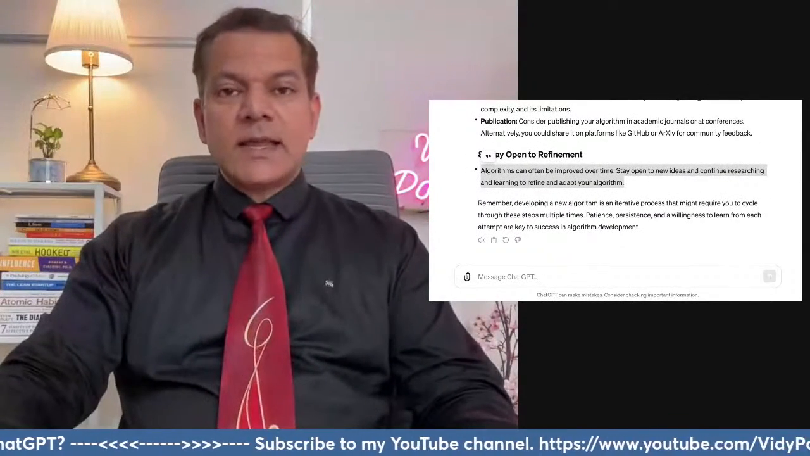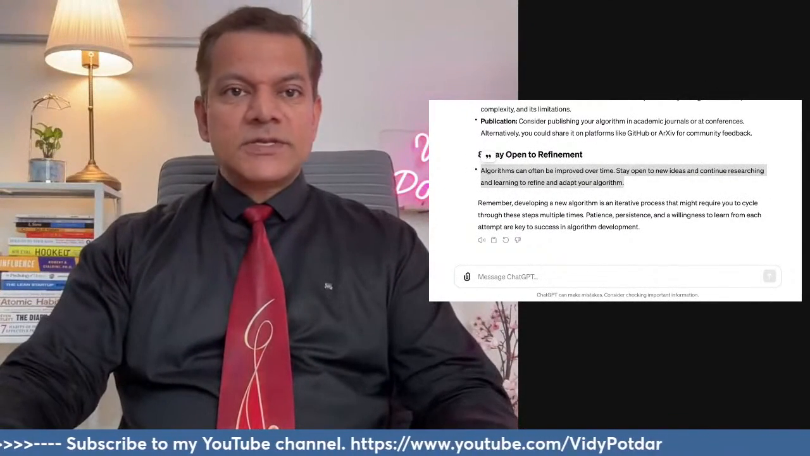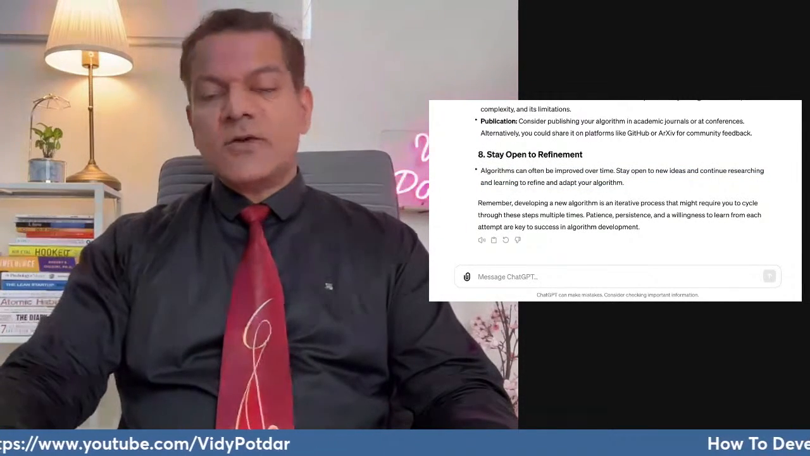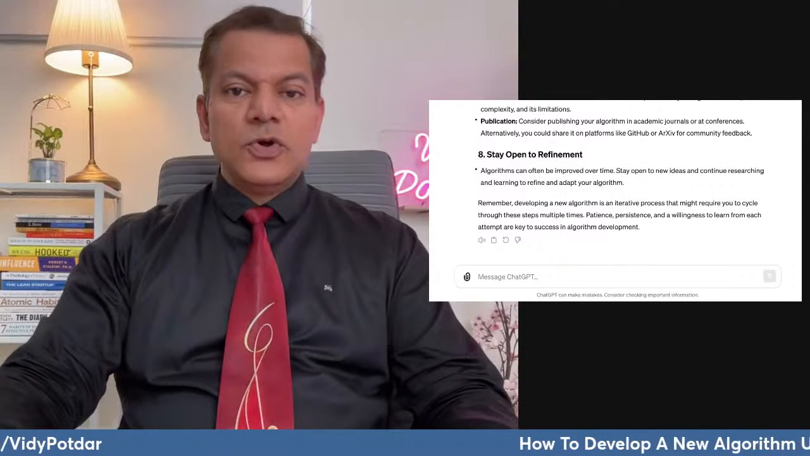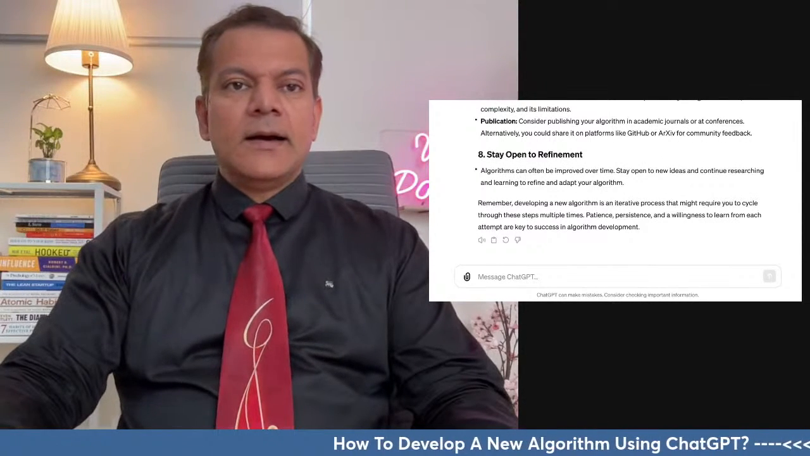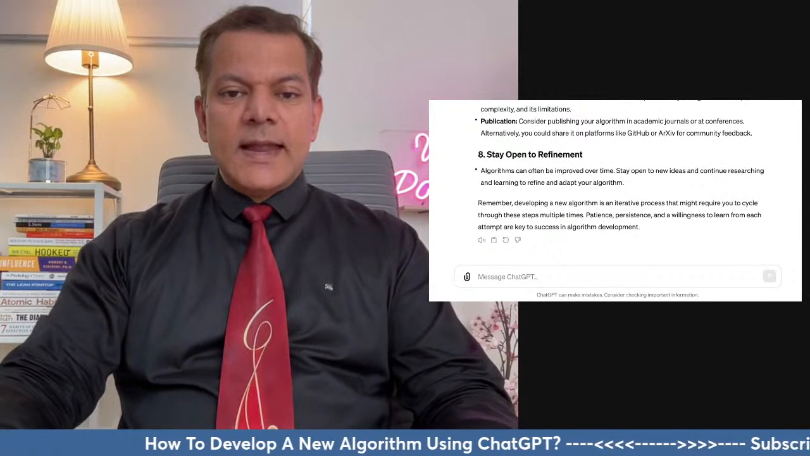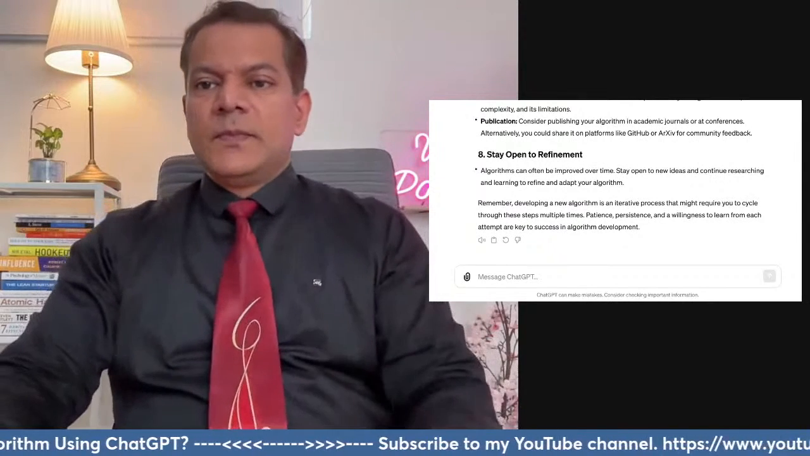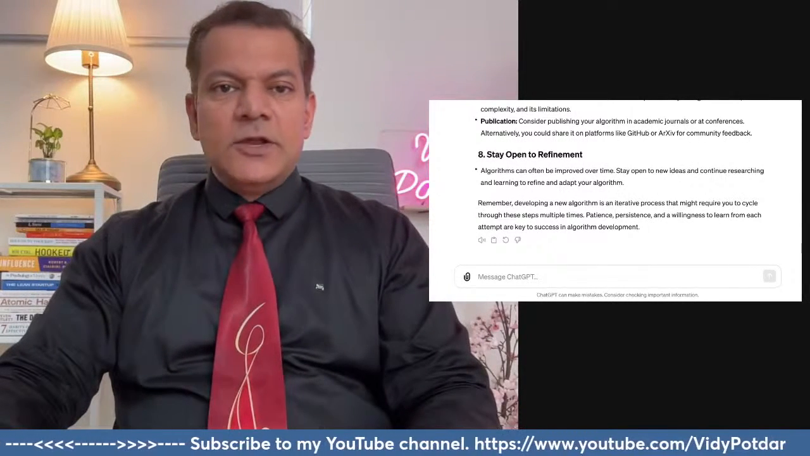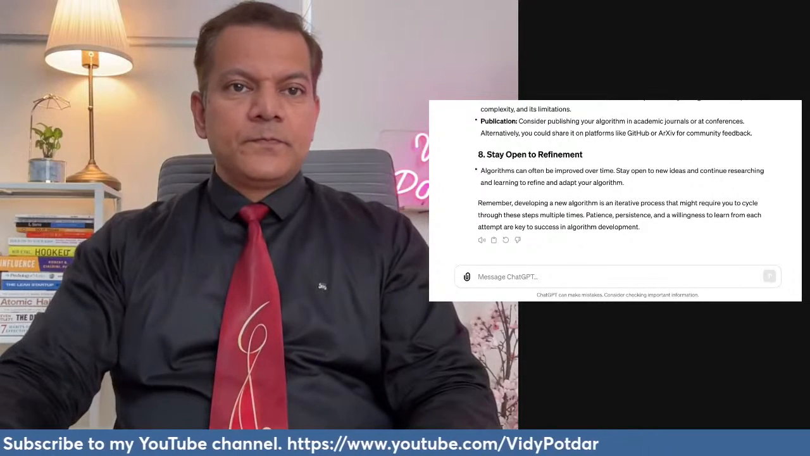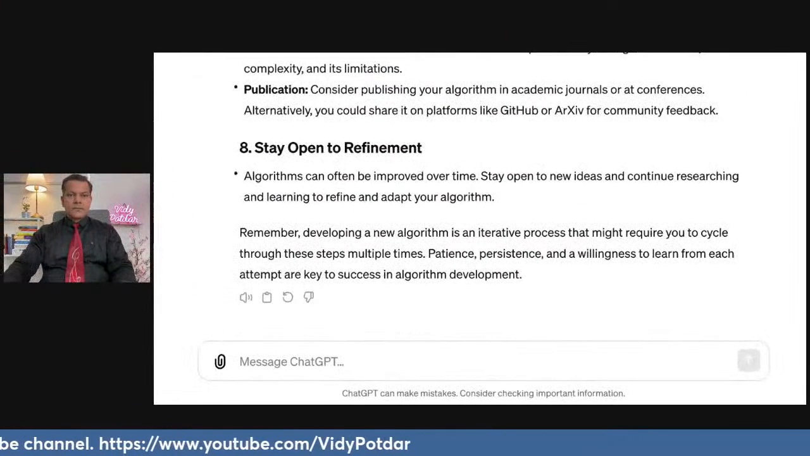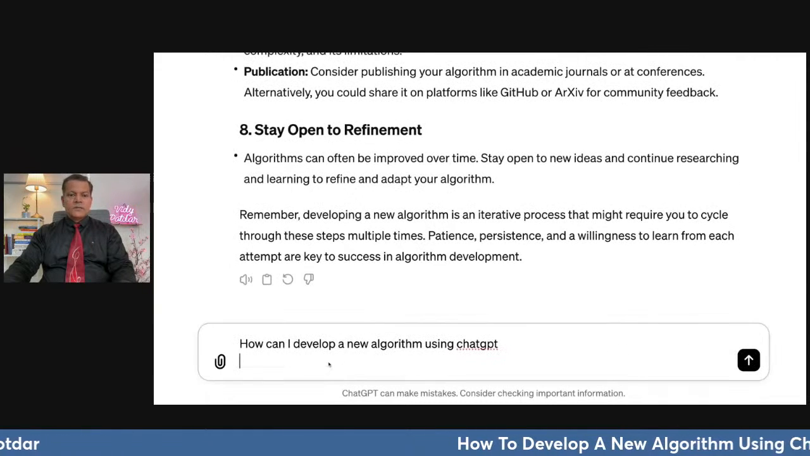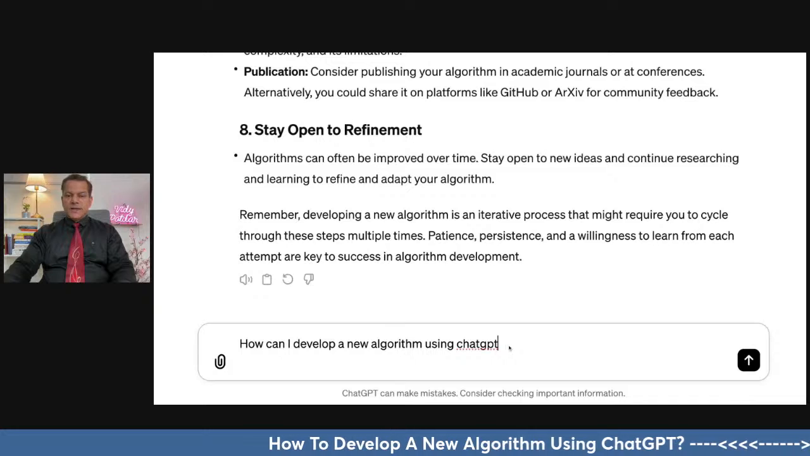So if you see, this is basically the layout or the structure of the algorithm. When you're designing an algorithm, these are the steps that you would expect to follow. Okay, now let's add another prompt. So I'm going to add a new prompt here now. I'm saying, how can I develop a new algorithm using ChatGPT?